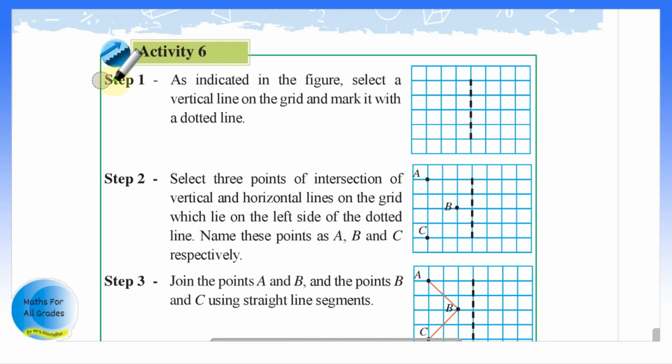Activity 6, Step 1. As indicated in the figure, select the vertical line on the grid and mark it with a dotted line like this. In step 2, you have to select 3 points of intersection of vertical and horizontal lines on the grid which lie on the left side of the dotted line. Name these points as A, B, and C respectively. First of all, let's learn about these words: intersection, vertical, horizontal lines.